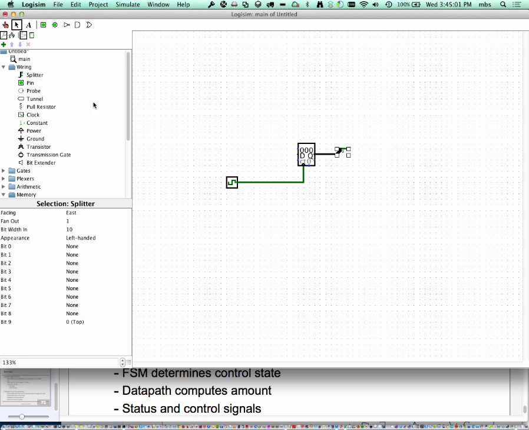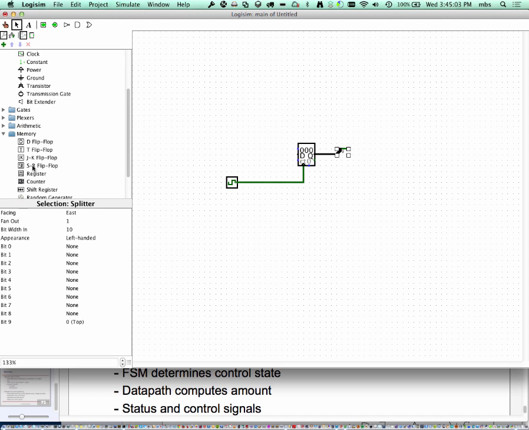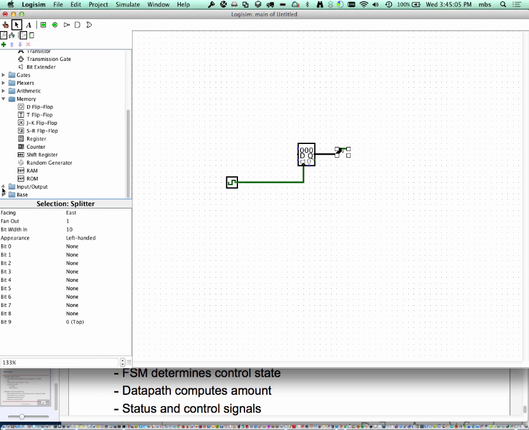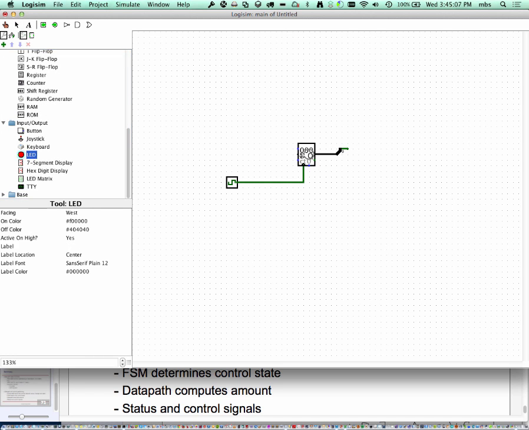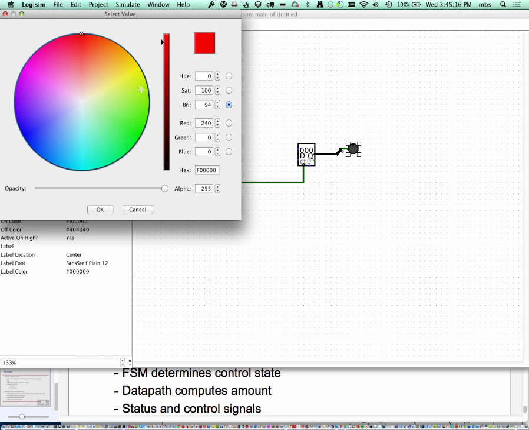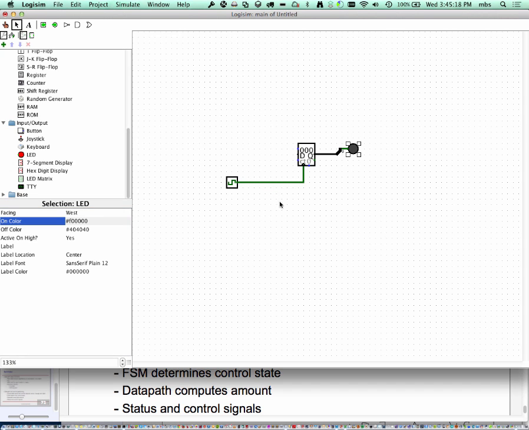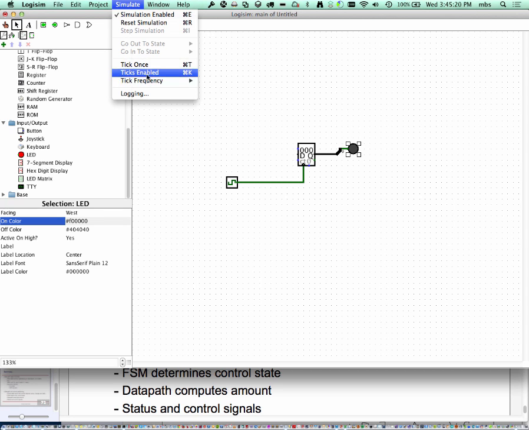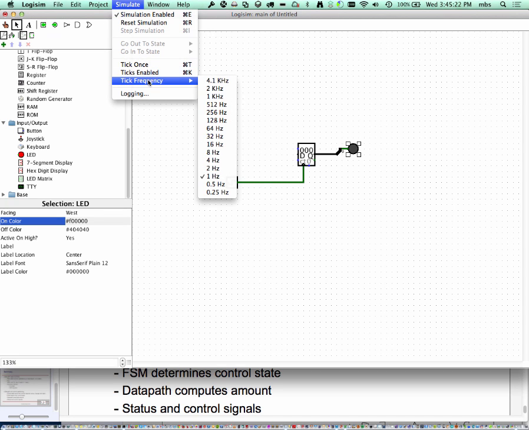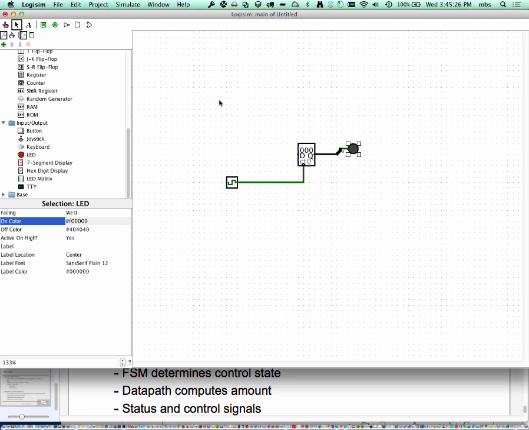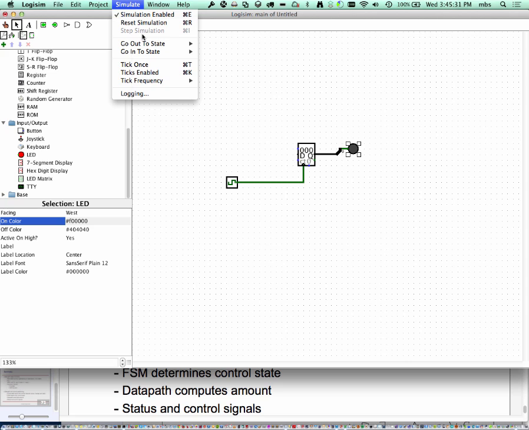Okay, let me hook up an LED. So let's go to I/O. Let's get an LED. We hook up the LED out here. Let's make the LED on color to be red. Okay, good. Then the other thing I do is I go to the simulate menu. I go to tick frequency, and I set the tick frequency to be 1 kilohertz. Now I'm going to let it run. And if I haven't messed up, things should work.